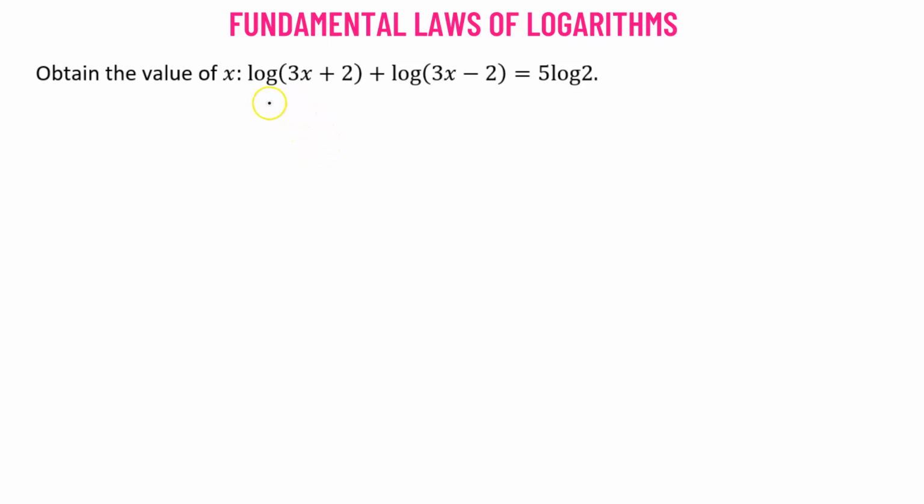We need to find the value of x for the given logarithmic equation. So let us begin. On the left hand side, we have two logarithms, log of 3x plus 2, added to log of 3x minus 2.